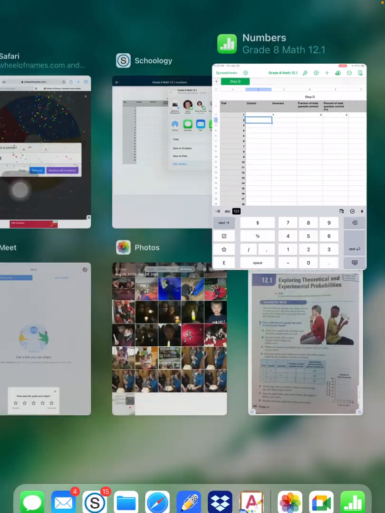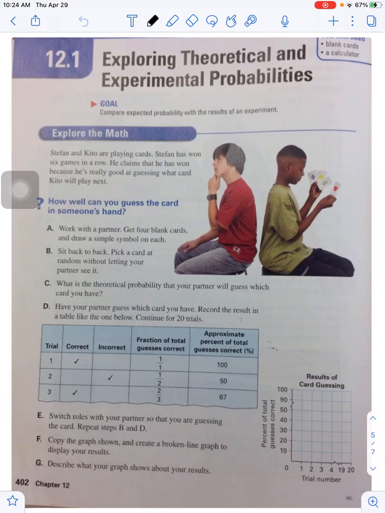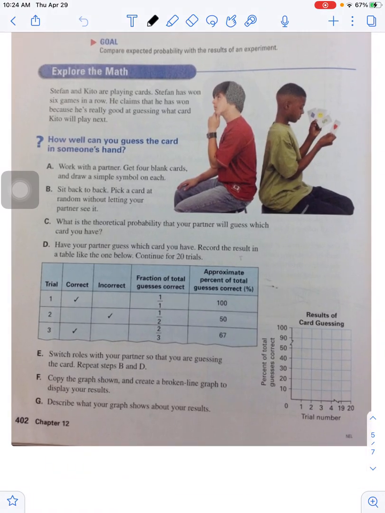Okay, let's go back to the steps. So step E, you're not going to actually do this one today because you're working on your own, or if you're with a partner, they don't have to do this because you guys are all at your own spaces. All the grade 8s are spread out. Okay, but then step F, it says copy the graph shown over at this side here. You could use your spreadsheet to make a chart like this, but you'd have to make another chart combining your results. And create a broken line graph to display your results.